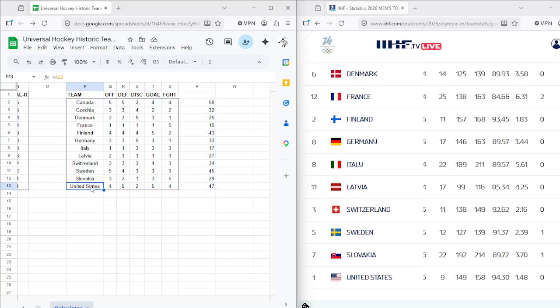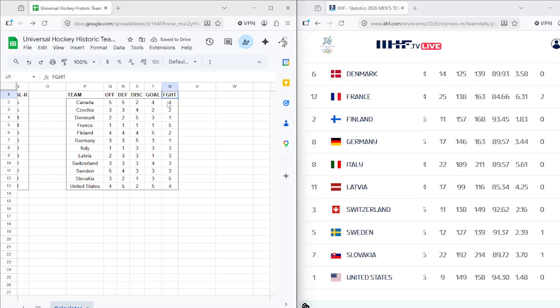So yeah, again, our big 4, US, Sweden, Finland, and Canada all come up at the top, and then Italy, France at the bottom, with Latvia, Denmark in the next bracket, and then Slovakia, Switzerland, Czechia, and Germany. So we know we did a pretty good job there.